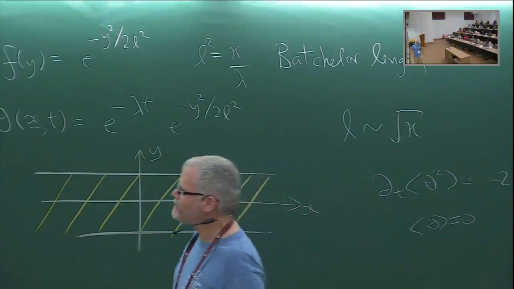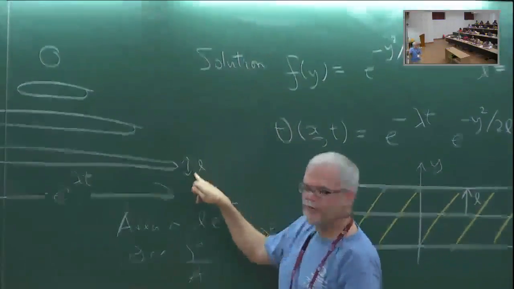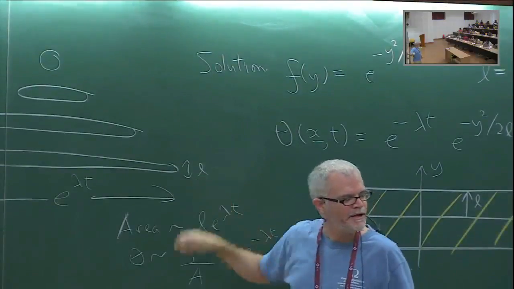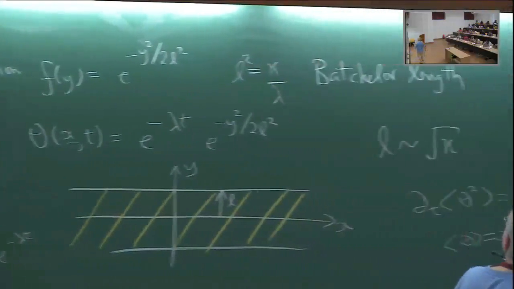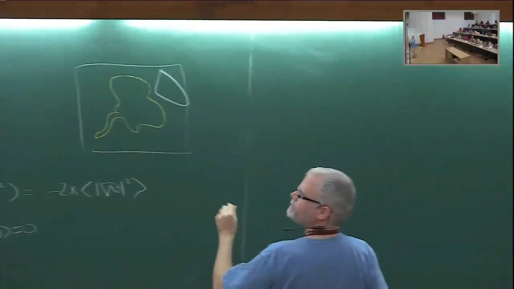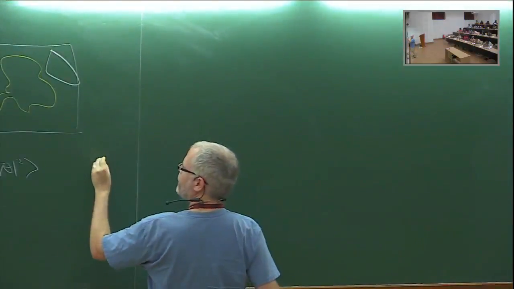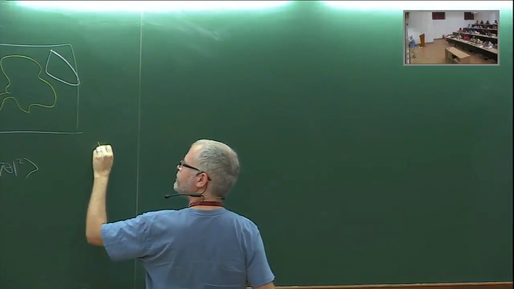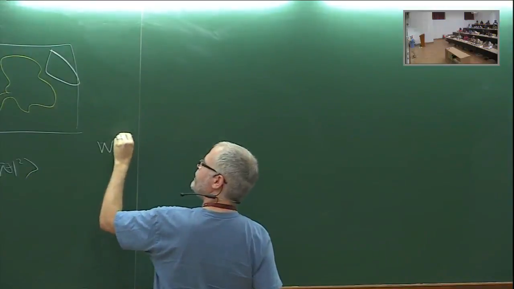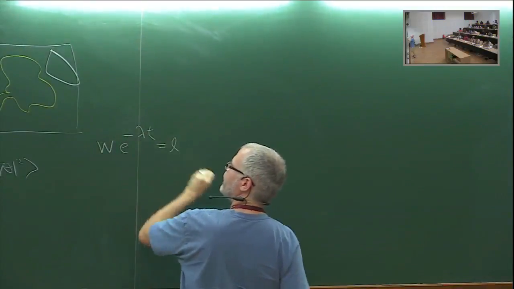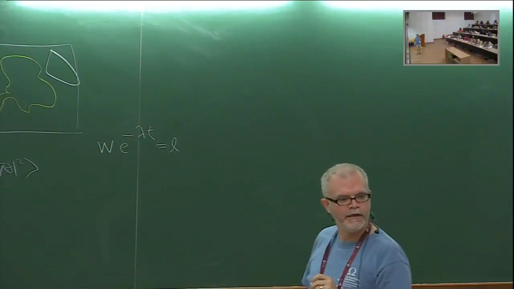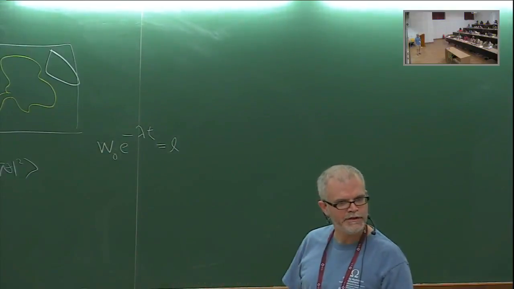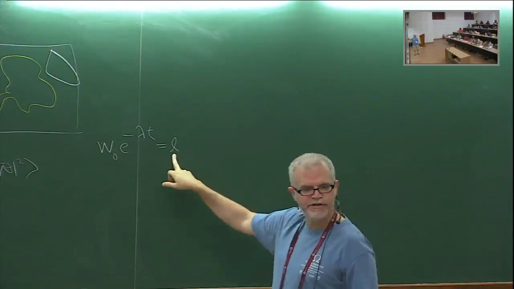Well, the answer is it's the length of time that it takes for my patch to be compressed down to the length L. If the initial width is, let's call it W0, I want W0 e to the minus lambda t to be equal to L. The patch gets compressed down, and eventually it reaches the Batchelor length.